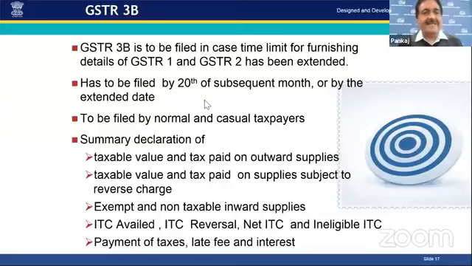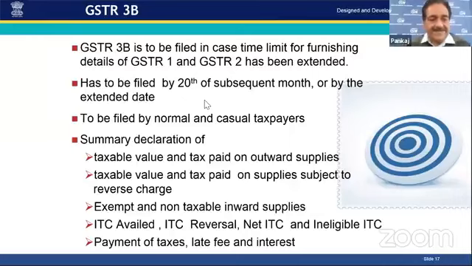GSTR 3B is a summary declaration of the taxable values and tax paid on outward supplies. It is also the summary declaration of the taxable values and tax paid on supplies subject to reverse charge. And also the exempt and non-taxable inward supplies details are to be entered. Further, the ITC availed and the input tax credit to be reversed, net ITC and ineligible ITC details are to be entered by the taxpayer.